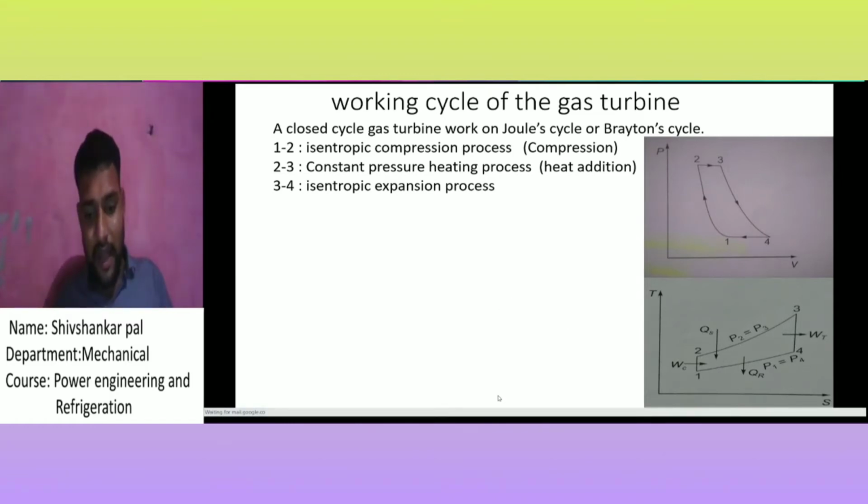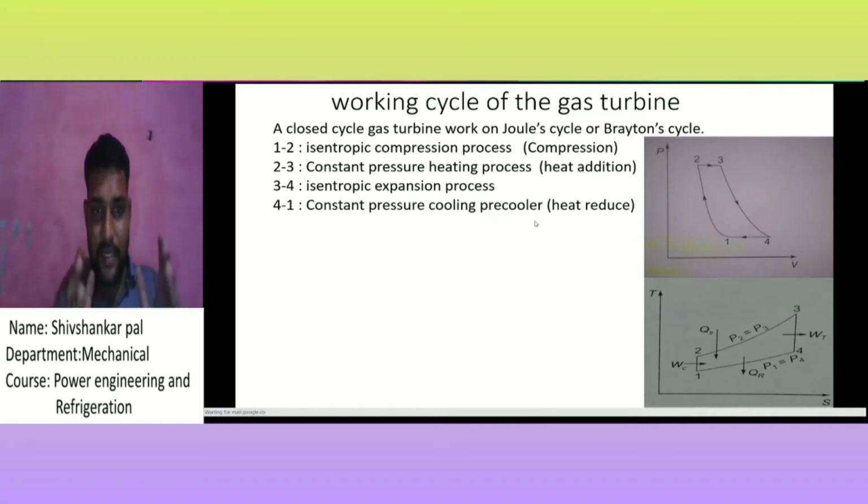And the last process is the constant pressure cooling, the constant pressure cooling or pre-cooler. Pre-cooler means heat reduction or heat exhaust. Simply imagine heat is lost. That process is also taken as a constant pressure process, meaning our 4 to 1 process is the constant pressure process. See it in the figure of the PV diagram. And in the TS diagram, you know, the constant pressure process makes a curve.